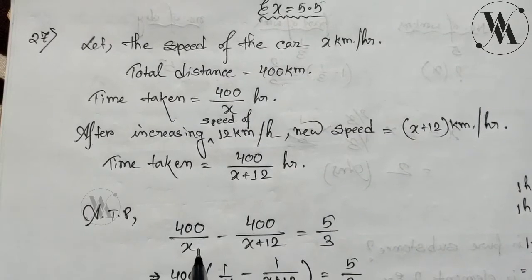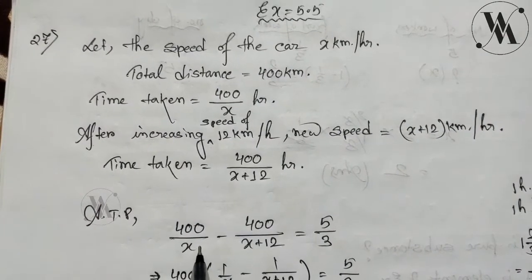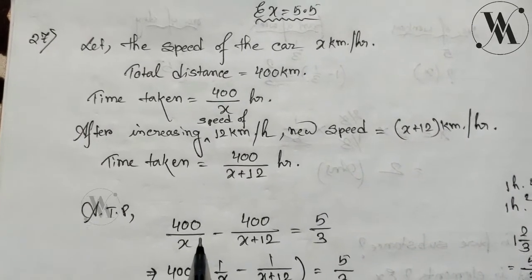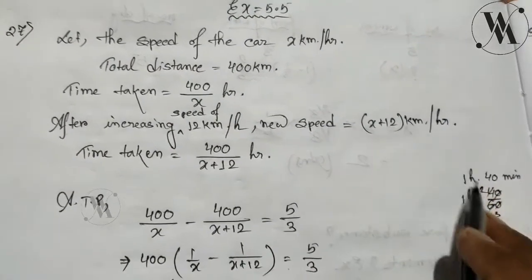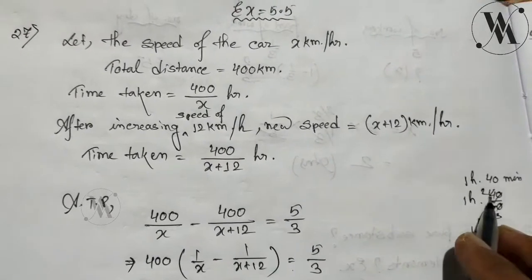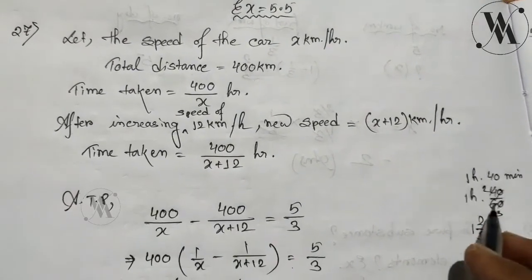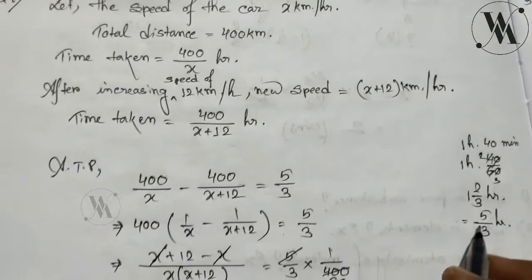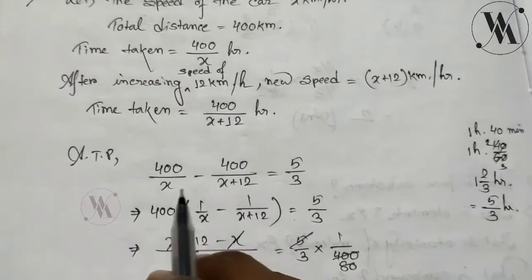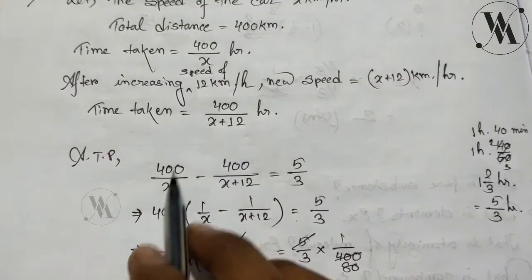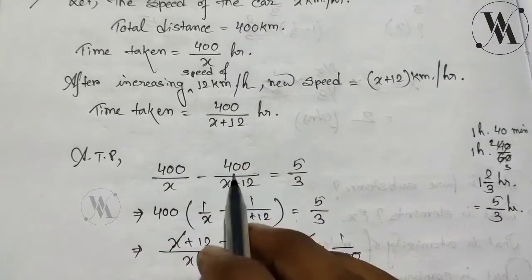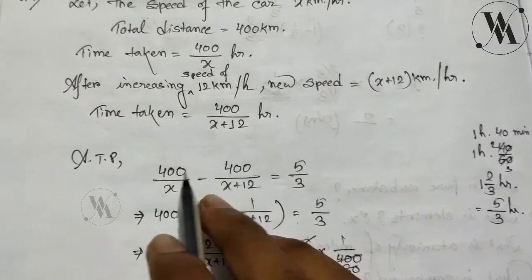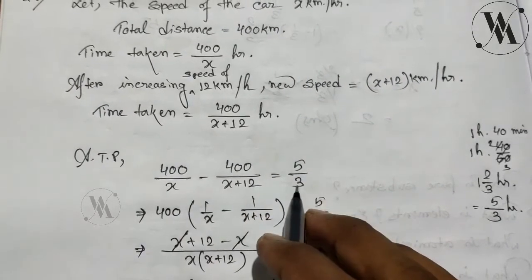Okay, so now after the speed is increased, the time taken for the journey would have been 1 hour 40 minutes less. So here 1 hour 40 minutes means 1 and 40 by 60 hours. If you convert minutes into hours, 40 by 60, that equals 1 whole 2 by 3 hour. So that equals 5 by 3 hour. That means the previous time equals 400 by x and the new time equals 400 by x plus 12. So if we subtract the new time from the previous time, we get 5 by 3 hours.